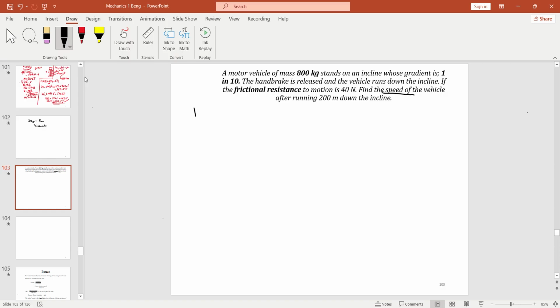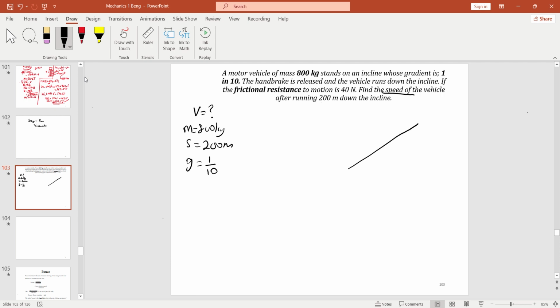So V is our problem, okay? And then we have the mass giving us 800 kilograms. The distance giving us what? 200 meters. Gradient is given to us as gradient is equal to 1 over 10. So let's look at what these things mean.